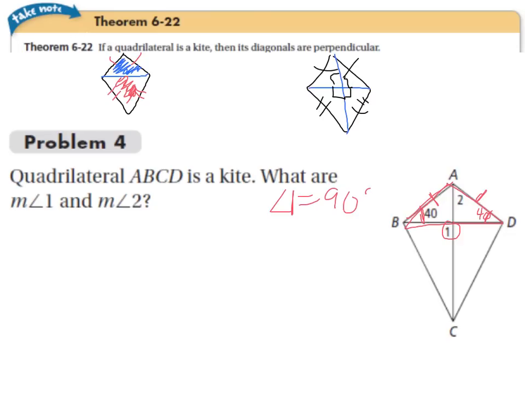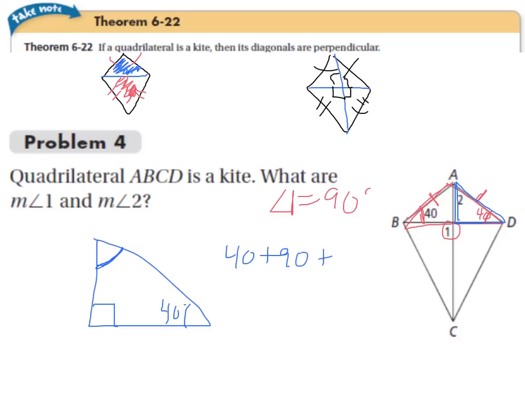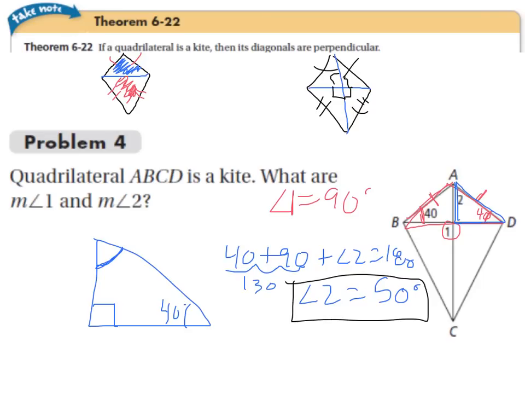So I'm going to enlarge just this triangle, the blue triangle. I found out that this is 40 because I used the isosceles triangle. I know that the diagonals bisect each other, so that's going to be 90. And I have to figure out what this angle is. So I can do 40 plus 90 plus angle 2 is equal to 180. And I would get that angle 2 is equal to 50. Because I combine like terms here, I get 130, and subtracting 130 from 180 would be 50 degrees. So these would be my two angle measurements for angle 1 and 2.